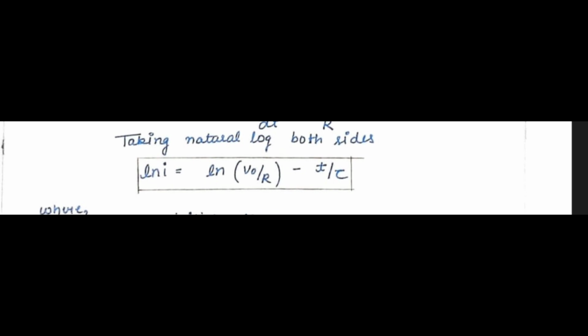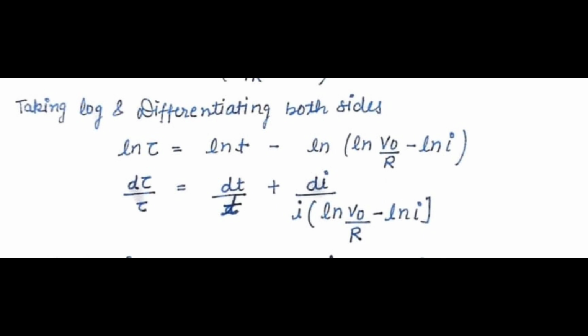After drawing the graph we will calculate the error. Now for error we will use this formula, and for error we will check the error in the time constant, that is we'll mainly find out d tau. First we will make a formula of tau, then take ln on both sides. First we'll find out the tau as a function of the other variables, then we'll take ln on both sides and differentiate. After differentiating we can find out the error.